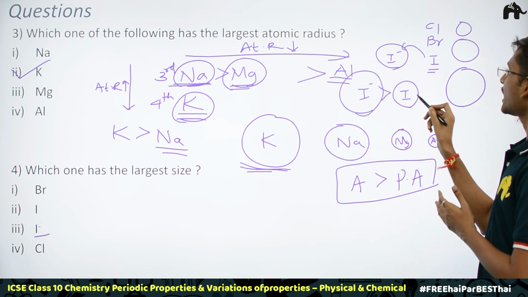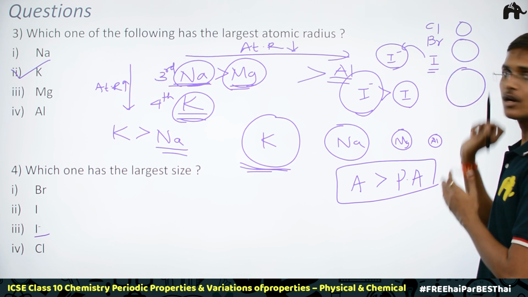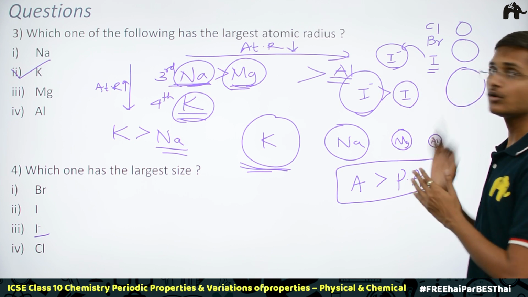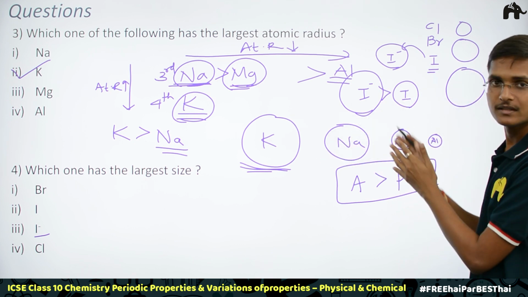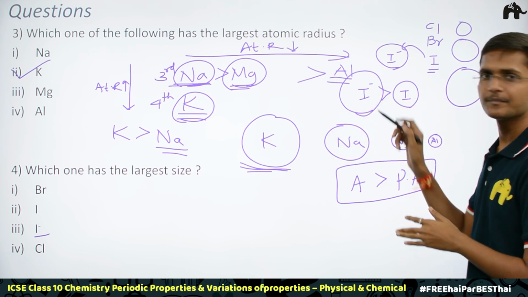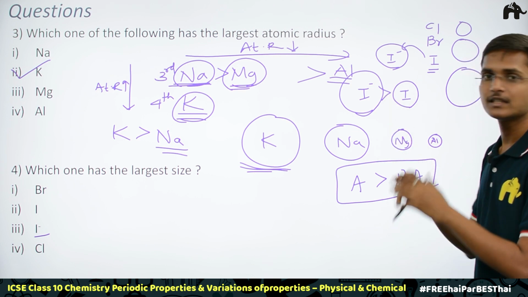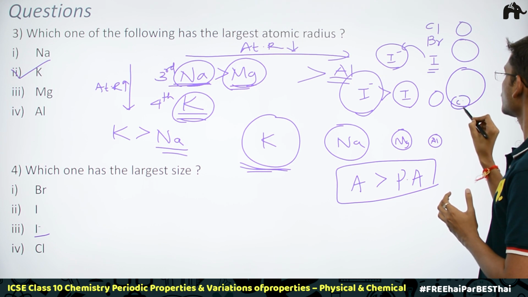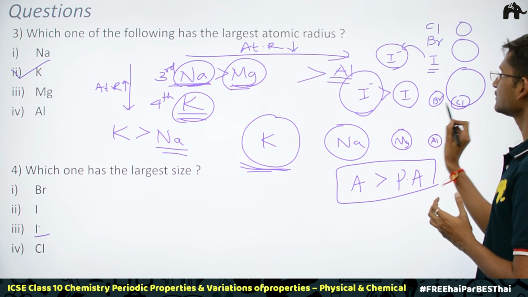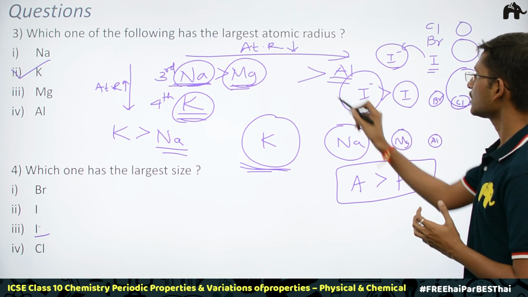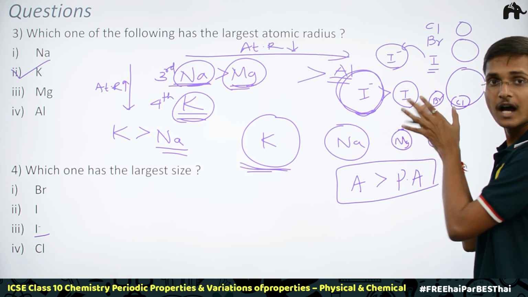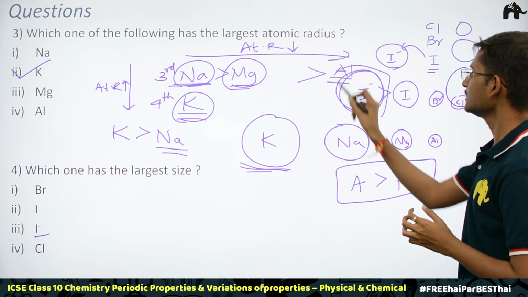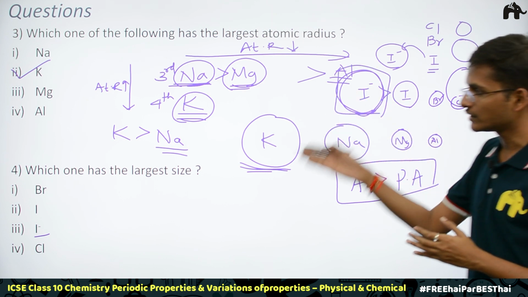Okay, so iodine size is greater among chlorine, bromine, and iodine, and the iodide ion or I minus ion size is more than iodine. So this means that I minus ion is having the largest size. Chlorine and bromine are having even smaller sizes than iodine. And we know that this I minus ion size is more than the iodine, right? So this is having the largest size among all these elements.